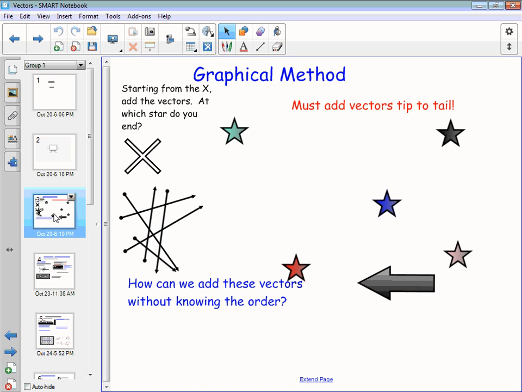Now, here's the graphical method of adding vectors. Guess what? I'm going to need another volunteer.